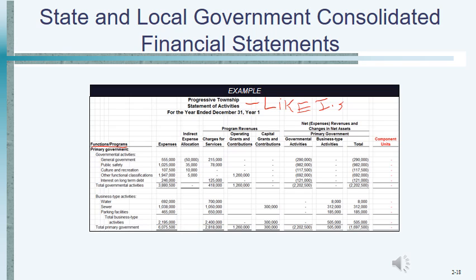Functions and programs are things the government does. For example, public safety. The government tries to keep you safe, and if you make it home tonight, then the government succeeded in its function program of keeping you safe. Notice that we report our primary government. We report our governmental activities. We report our business type activities, and then we have information for component units as well.